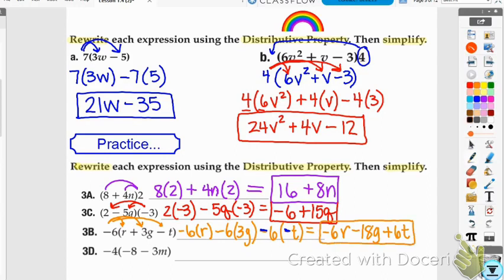And the last one, negative 4 times negative 8, and a negative 4 times a negative 3m. So watch that sign in the center. This becomes a negative times a negative is a positive 32. And another negative times a negative is a positive 12m.